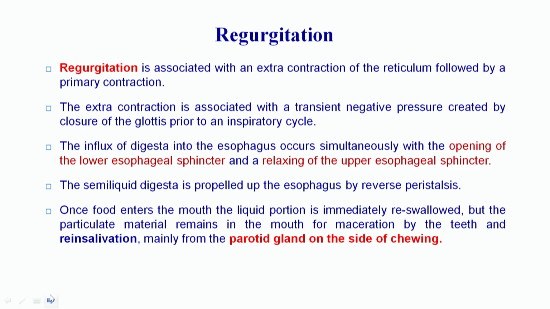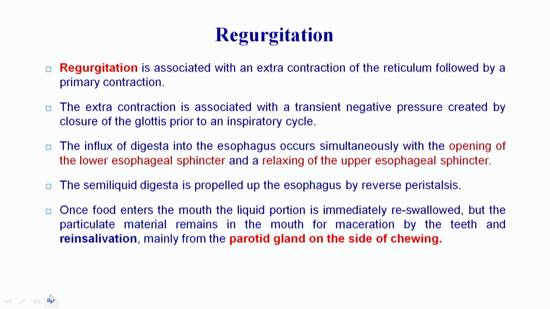Regurgitation is associated with an extra contraction of the reticulum followed by the primary contraction. Regurgitation, as I told you, means bringing the food particles back from the stomach to the mouth for chewing or mastication and mixing with saliva, which is important for the digestive process. It breaks down the food particles into smaller size, increasing the surface area, and mixes them with saliva. On the side where mastication is taking place, salivary secretion will be very high.